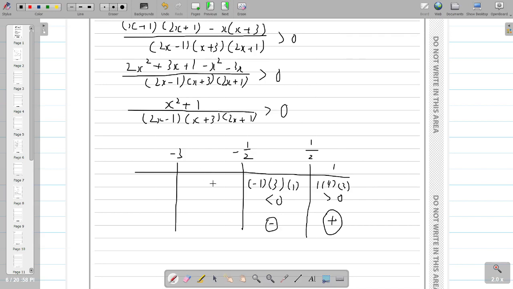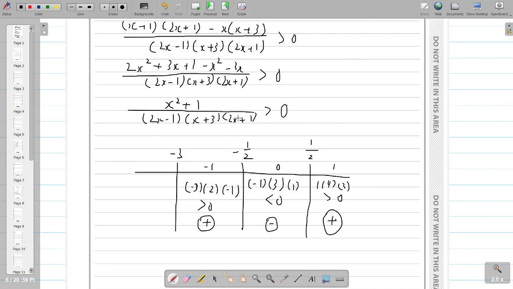Negative half and negative 3. Let's test negative 1. It seems like the easiest one to test. That's going to give us negative 3, 2, and negative 1. Right? Because if we sub negative 1 into each of these, we're going to get negative 3, 2, and negative 1, which is also always positive. So anything between is always going to be positive because these two numbers, no matter what, are always going to be positive. Always going to be negative.